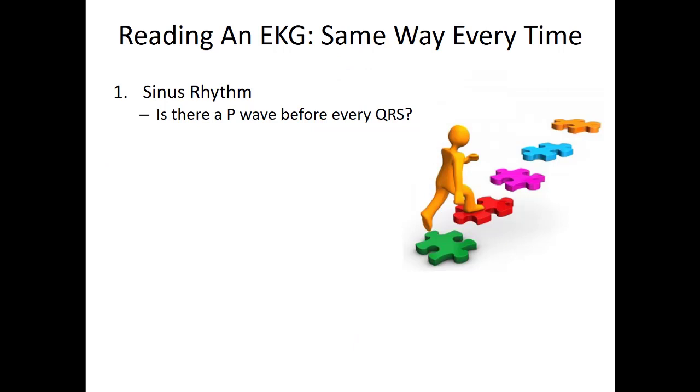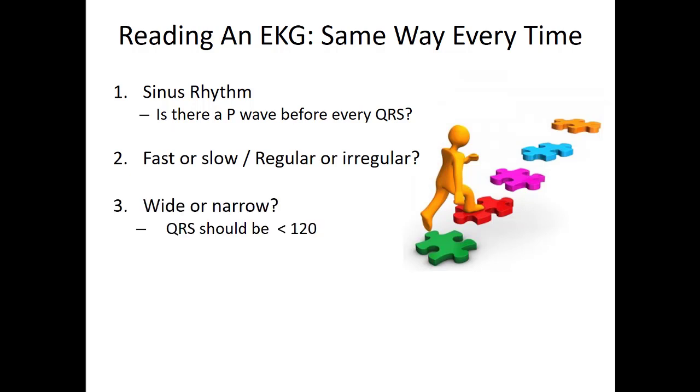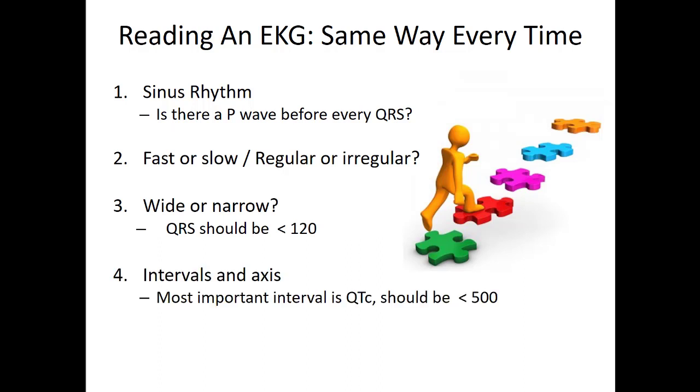Very important, back to the fundamentals: we want to read an EKG the same way every time. The 5 things I like to think about when I look at a 12 lead are: Is this sinus rhythm? Is there a P wave before every QRS? Is the rhythm fast or slow? Is it regular or irregular? Is it wide or narrow? I look at the QRS. It should be less than 120. What are my intervals and what is my axis? Namely, I'm worried about the QT interval. Is it less than 500? And then lastly, I look at ST elevations or depressions.